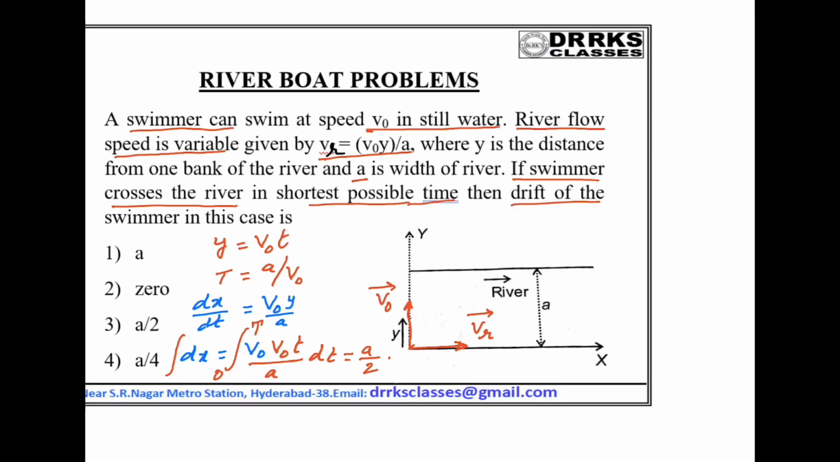So we know that you can resolve into two components. Y is equal to V0 T. So when Y is equal to A, T is equal to capital T, that is the total time to reach the other end. Then along the x-axis, we can write the velocity as dx by dt is equal to V0 Y by A. So the integral of dx is equal to the integral from 0 to capital T of V0, and in place of y substitute V0 T by A, into dt. Integrate and put the limits. So with the limit T equal to A by V0, you will get the drift is A by 2.